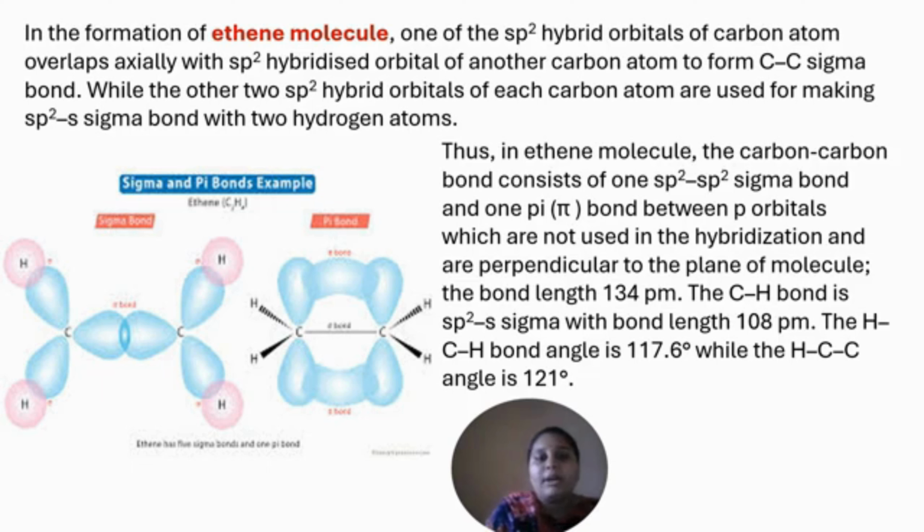The carbon-carbon bond length is 134 picometer, and the C-H bond is an sp2-s sigma bond with a bond length of 108 picometer. The H-C-H bond angle is 117.6 degrees, while the H-C-C bond angle is 121 degrees.